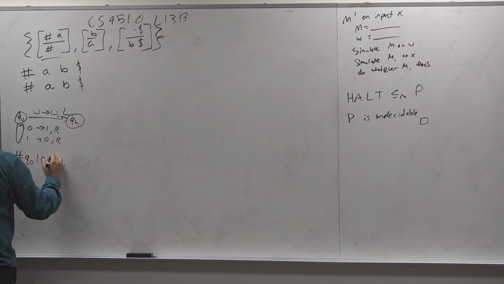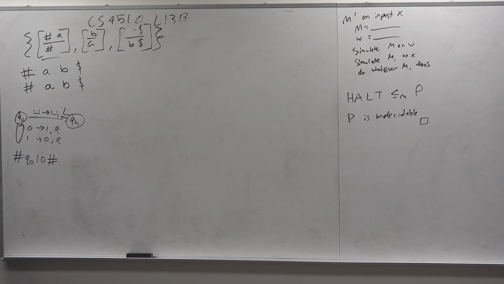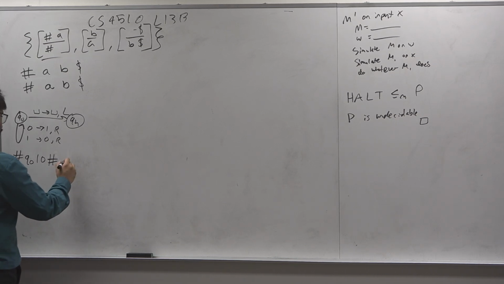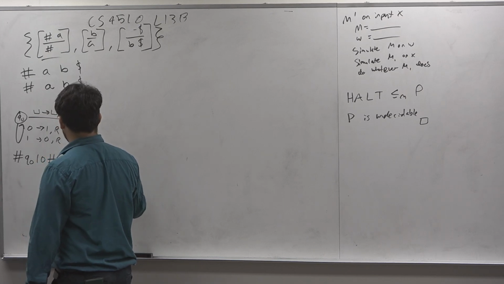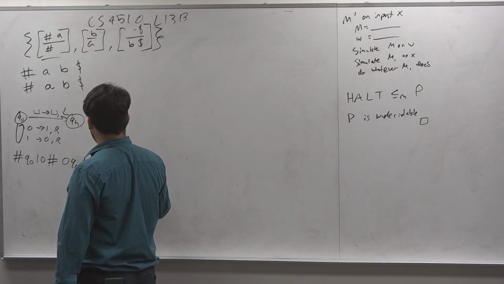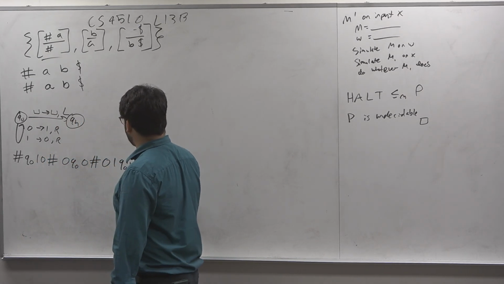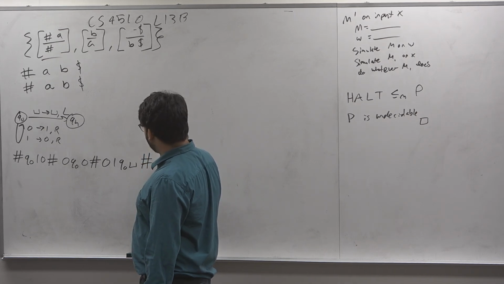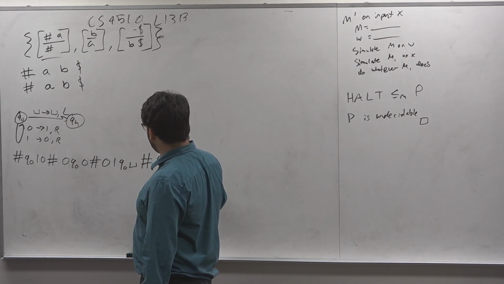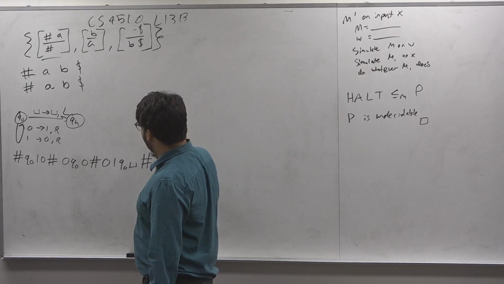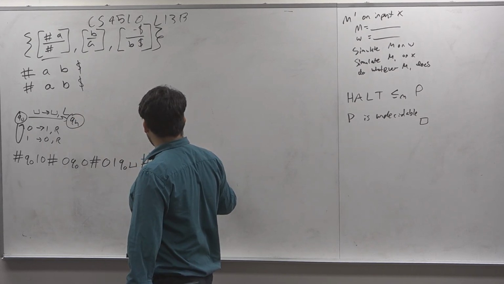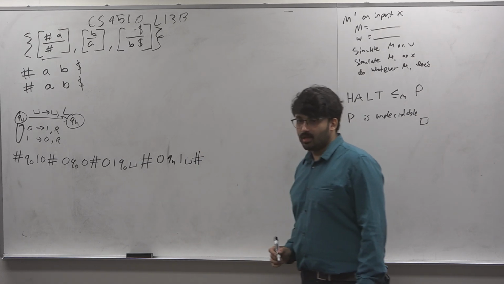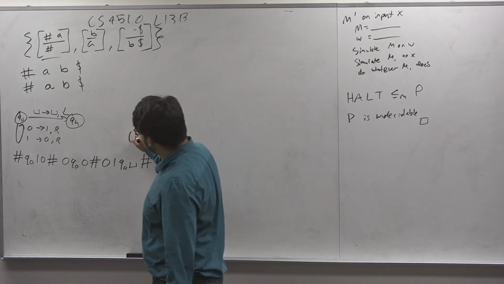Q0, 1, 0, right? The next configuration would be what? 0Q0. Yes. And then the next one? 1Q. Or sorry, 0. Yeah, let's just say there's a blank there. And then 0, 1, no, sorry, we're going to move left, right? So we're going to say QH, 1 blank, okay? This is called the computation history.